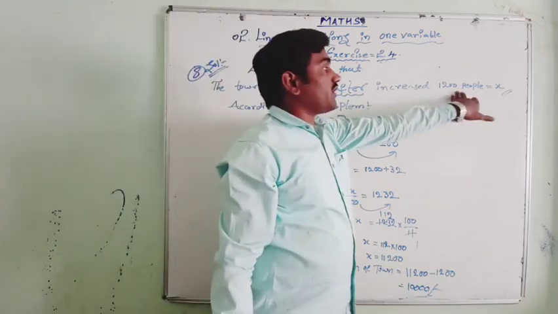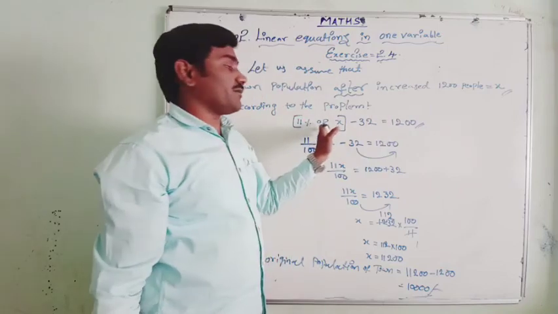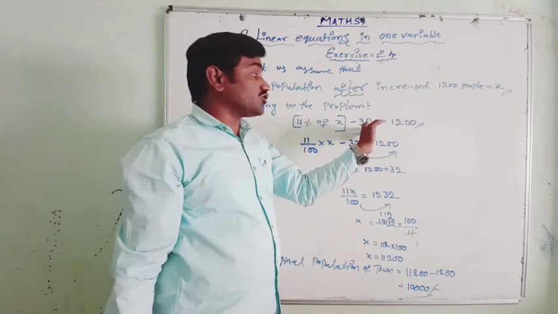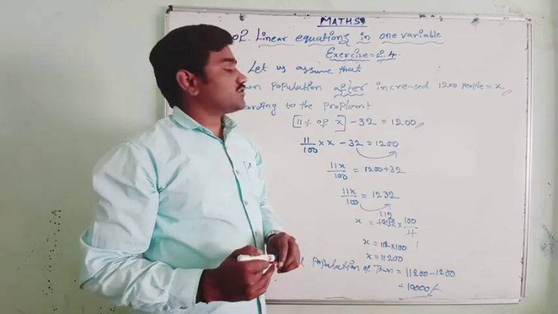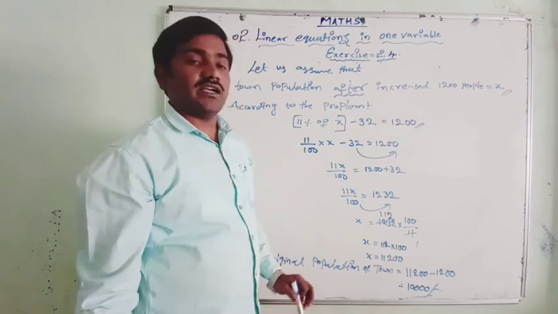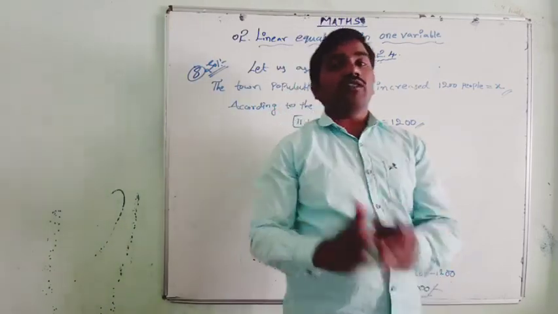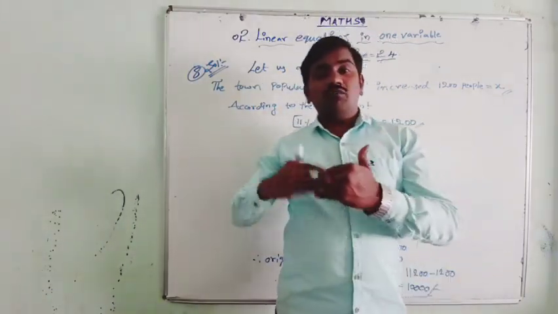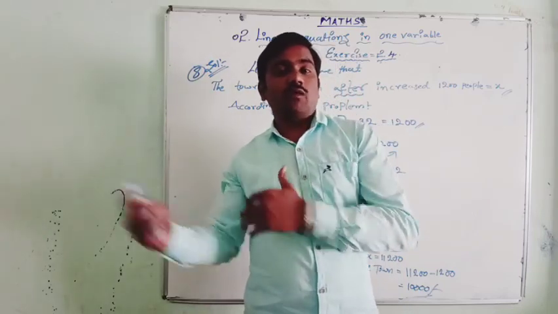After increasing by 1200 people, the population is x. From this, 11% of people is decreased, and it has 32 people less than before the increase. When you solve, the x value is 11,200. To get the original population, subtract the increase from the present population, and you get last year's population.